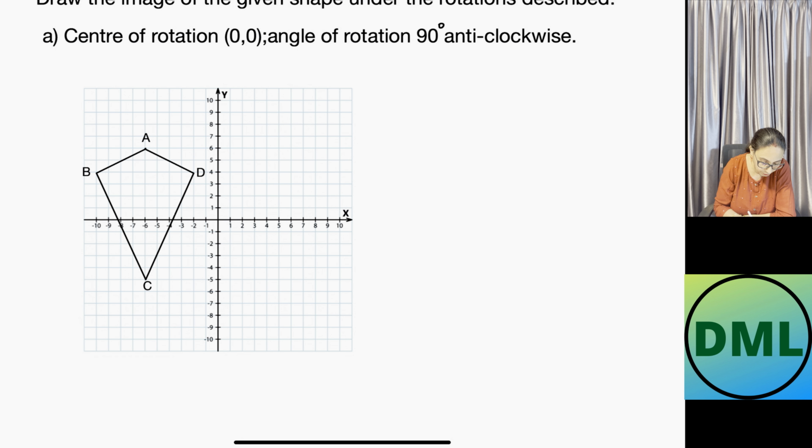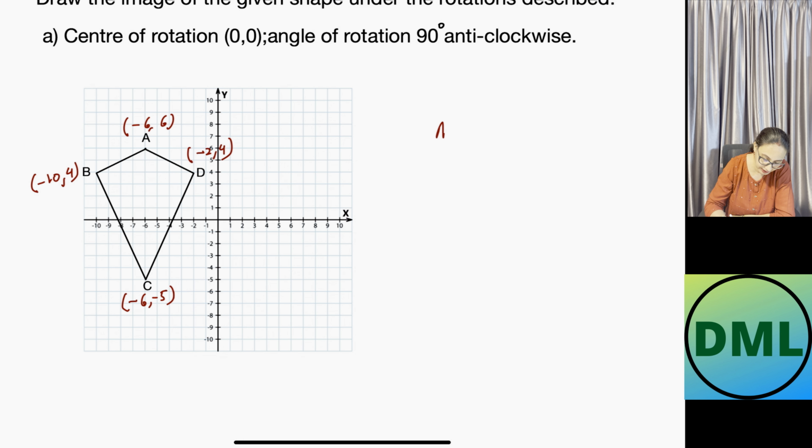The coordinate of A is -6, 6. The coordinate of B is -10, 4. The coordinate of C is -6, -5. The coordinate of D is -2, 4. I need to rotate this shape 90 degree anti-clockwise. So the rule for rotating the shape 90 degree is you have to flip the coordinates first.